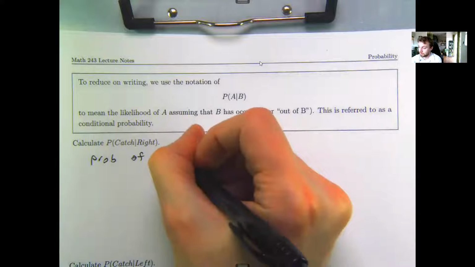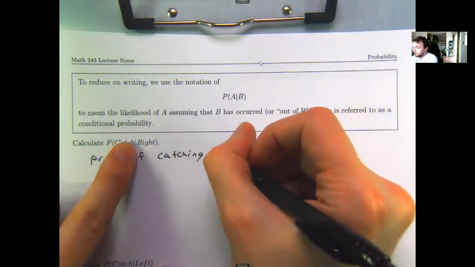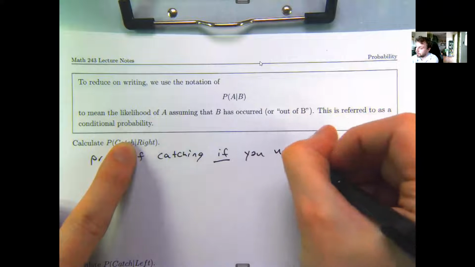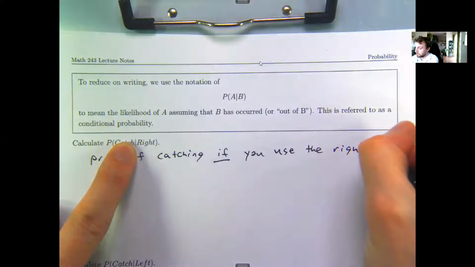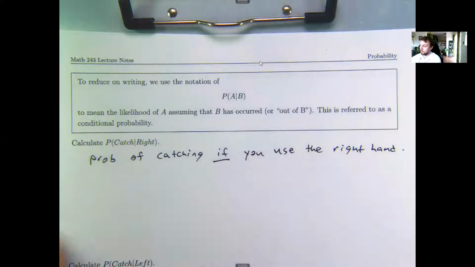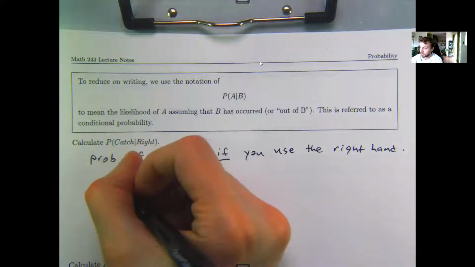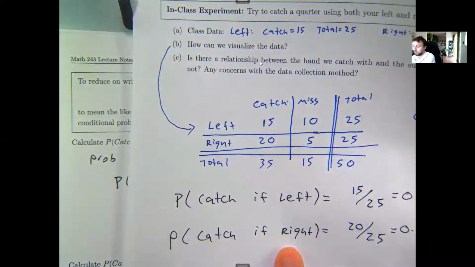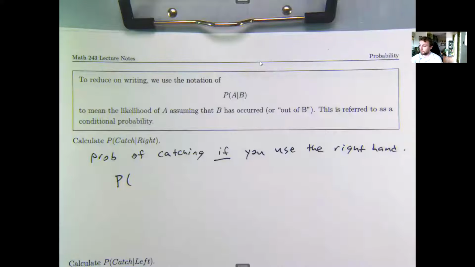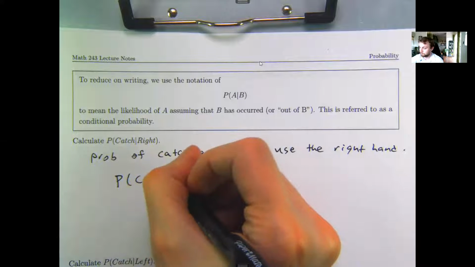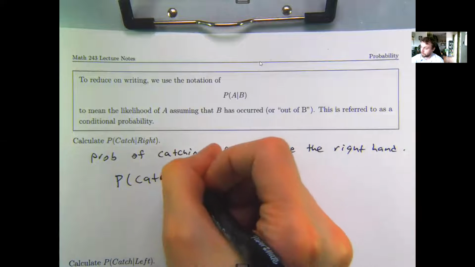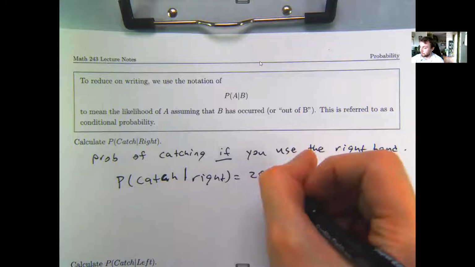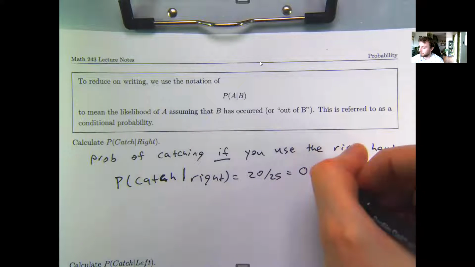For example, if I'm writing catch vertical line right, this is really asking what's the probability of catching if, or out of, you use the right hand. And we found this on that first page, catching if we use the right hand, to be this 20 out of 25 number. So catch given right was 20 out of 25, was 80%.